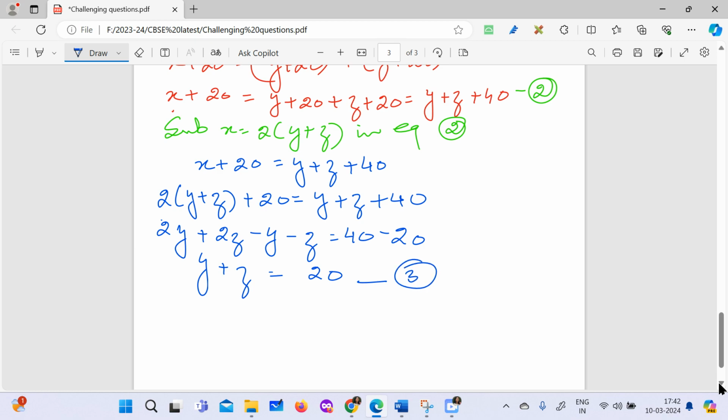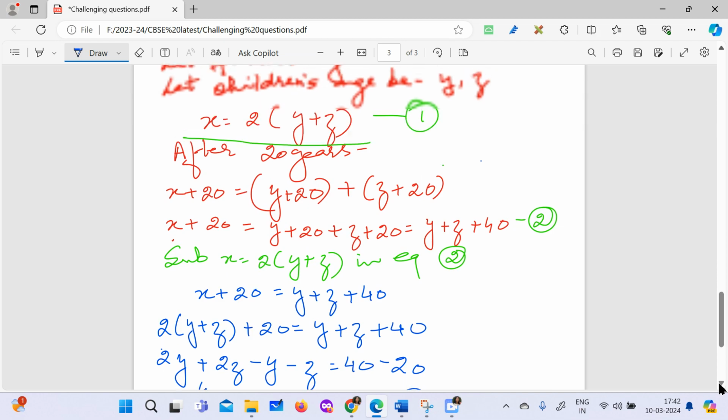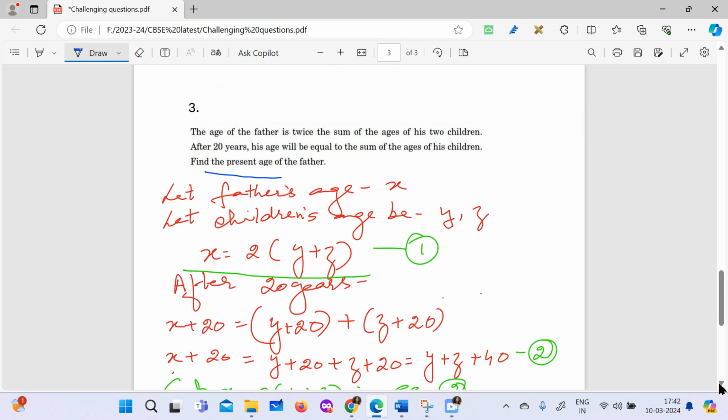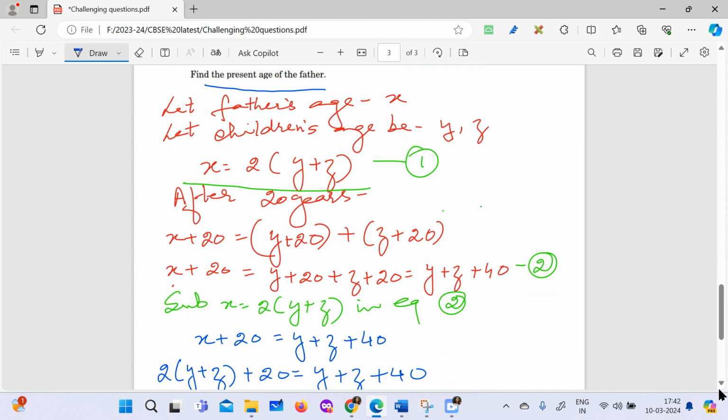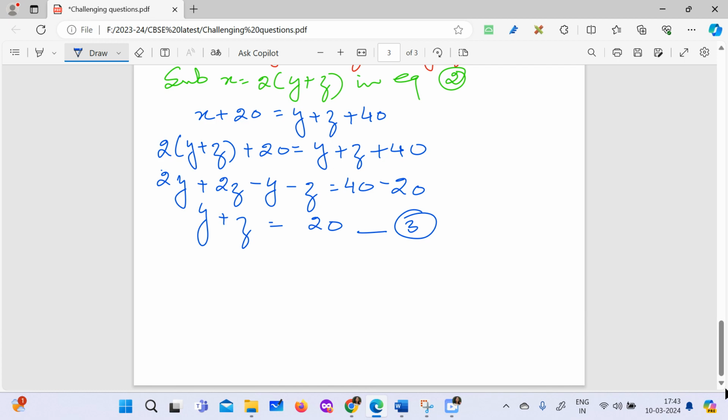And we already know that the question is to find the present age of father. So we know that father's age is 2 times the sum of the ages of children, and we already have this sum, that is 20. So x equals 2 times y plus z, and I can write here x equals 2 times 20. So father's age is 40.